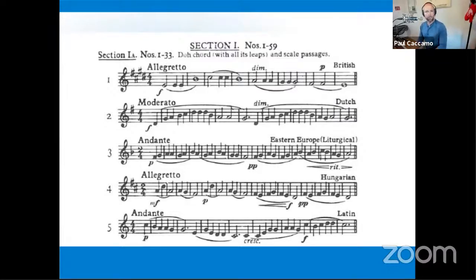So what's the key? We have 4 sharps. E major, so here's your starting pitch. Now you see there are no accidentals. It's a pretty simple rhythm. We start with a fifth, and then everything else is pretty much stepwise.